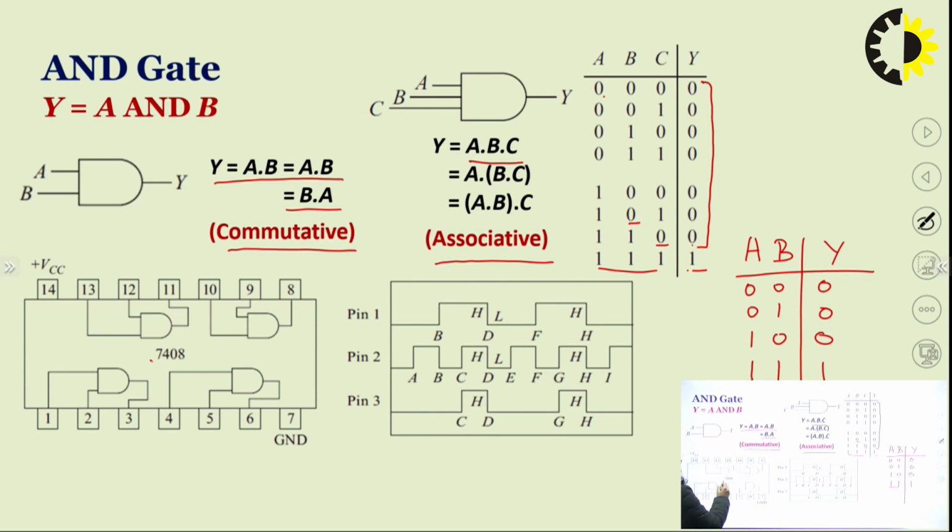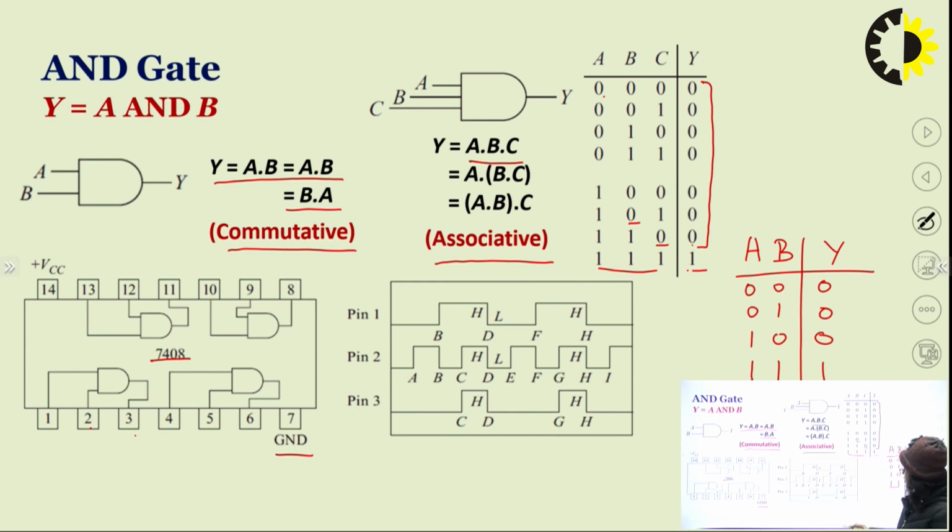Now we will go towards the pin diagram and the timing representation. The IC number is 7408. It's a 14-pin IC with pin number 7 as ground and pin number 14 as VCC. There are 4 AND gates in this IC. Pin numbers 1, 2 are inputs, 3 is output, 4, 5 are inputs, 6 is output, 13, 12 are inputs, 11 is output, and 9, 10 are inputs and 8 is output.